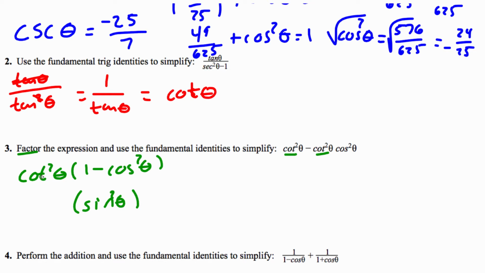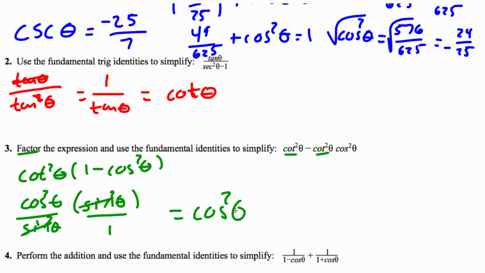But I'm also going to make a change with this cotangent squared. I know that cotangent is cosine over sine. Since this is squared, when we use that quotient identity, we have to make this cosine squared over sine squared. And then if we look at our fractions, we've got a sine squared on top and on bottom, so those things will cancel each other out. So then we've got just the cosine squared of theta left over.